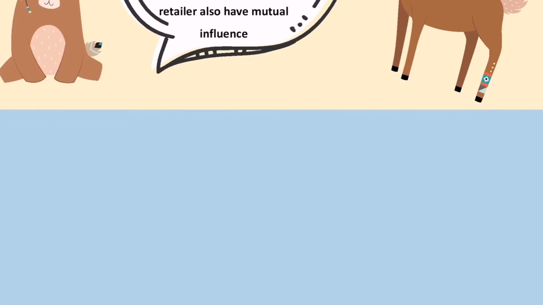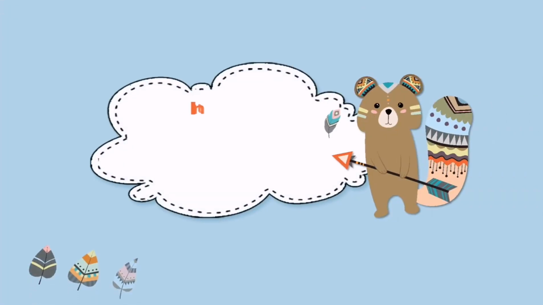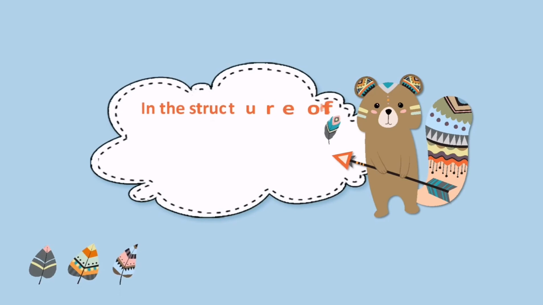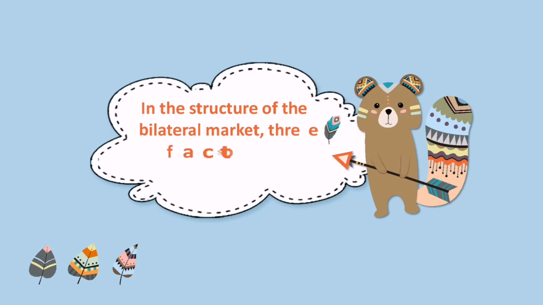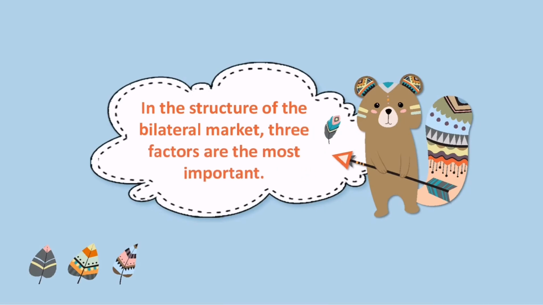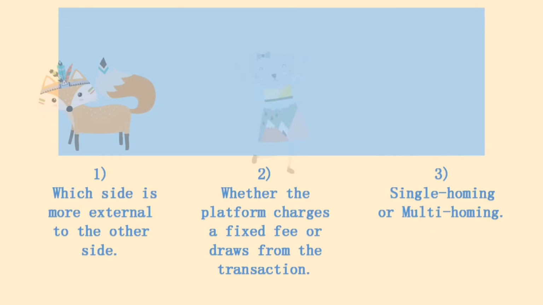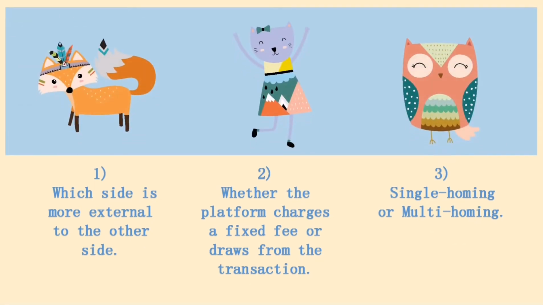In the structure of the bilateral market, three factors are the most important. 1. Which side has more externality to the other side? If Group 1 has a strong positive externality to Group 2, then obviously, competition for Group 1 will be fierce, and the equilibrium pricing for Group 1 will depend on this externality. So many nightclubs will charge very low prices for female guests, even free. Whether the platform charges a fixed fee or draws from the transaction, the latter will reduce the difficulty of promoting a new platform. At this time, the customer does not need to pay any fees for transactions that have not occurred.